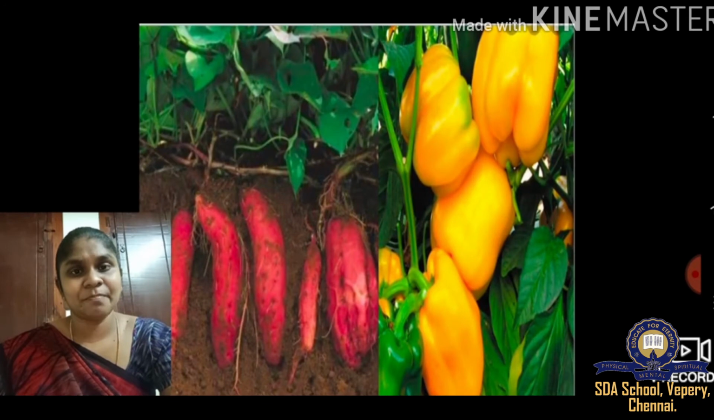Next, look at this picture. What do you remember by looking at this picture? We have learned that this is the root vegetable and this is the fruit of the vegetable. This is the root vegetable, that is sweet potato. Sweet potato we are getting from the root, so it is grown under the ground. And this is capsicum, the fruit of a plant, but we are eating it as a vegetable. This is what we have learned in the last session. Okay, now we'll move on to today's session.